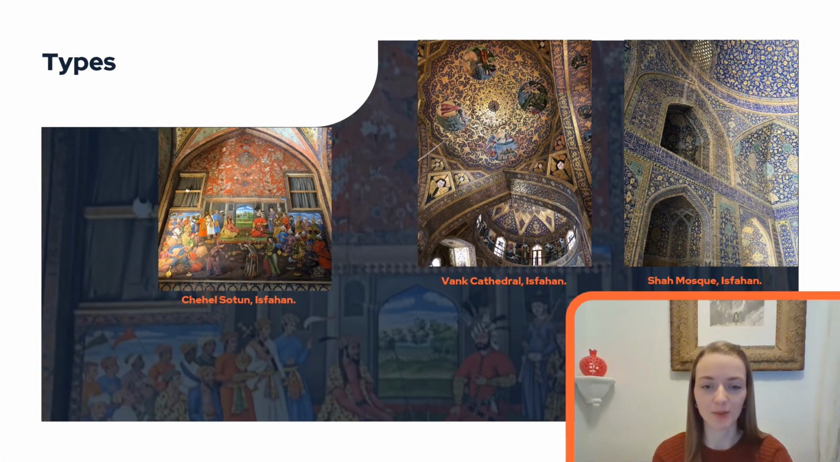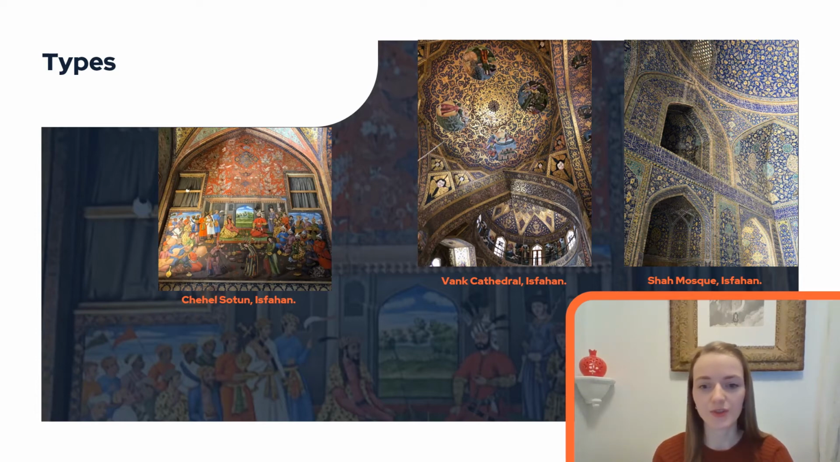Now, let's look at these three images, all taken by me in Isfahan, Iran. The left one is a banquet scene from an imperial palace. The middle one is from the famous Vank Cathedral, a Christian church, and the right one is from the Shah Mosque. You can see that the picture on the right is devoid of figural representations.